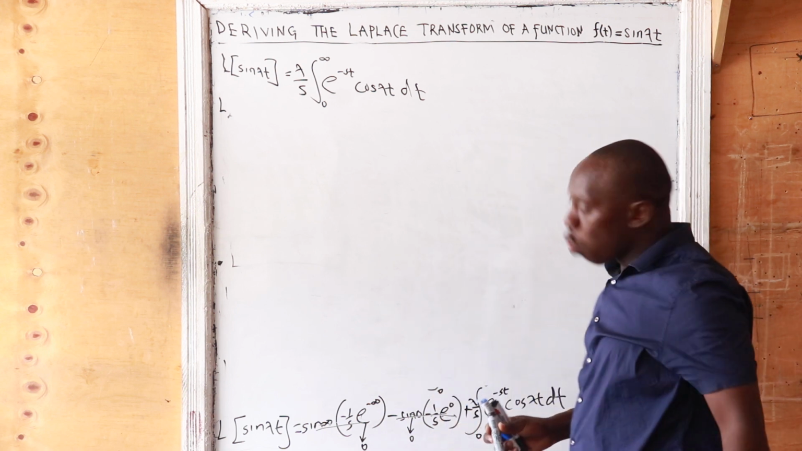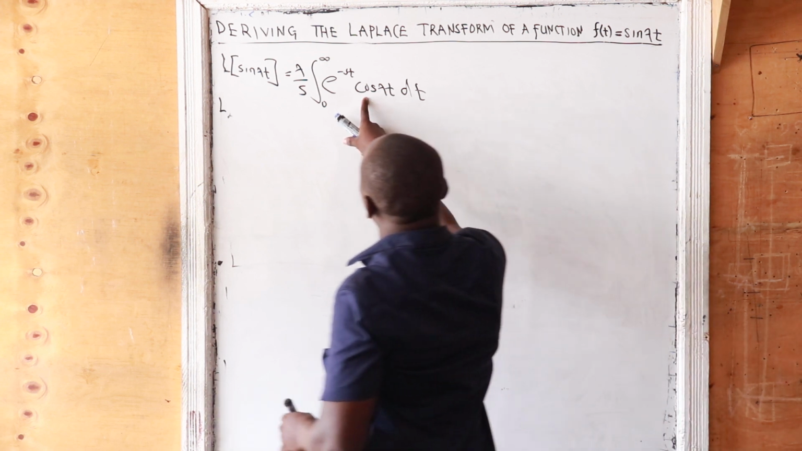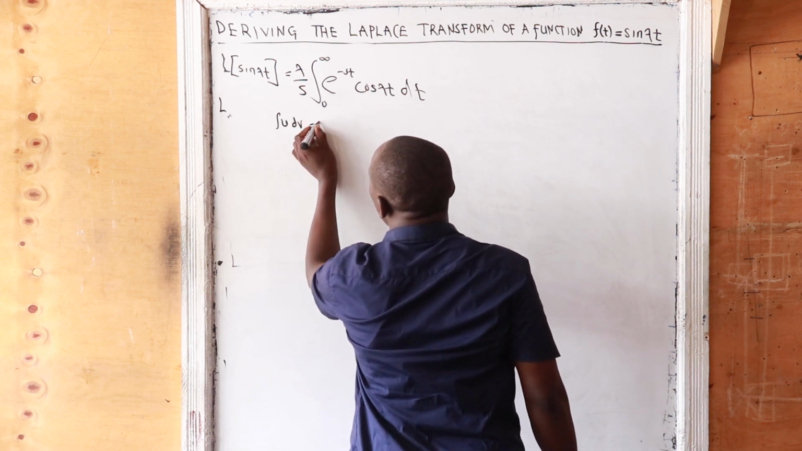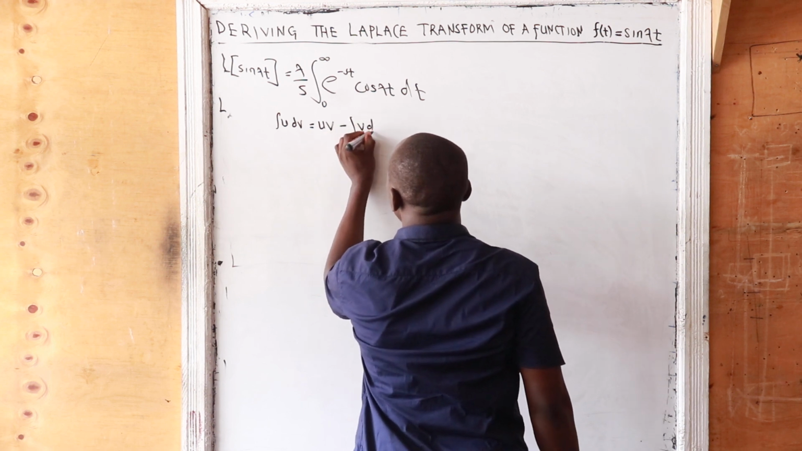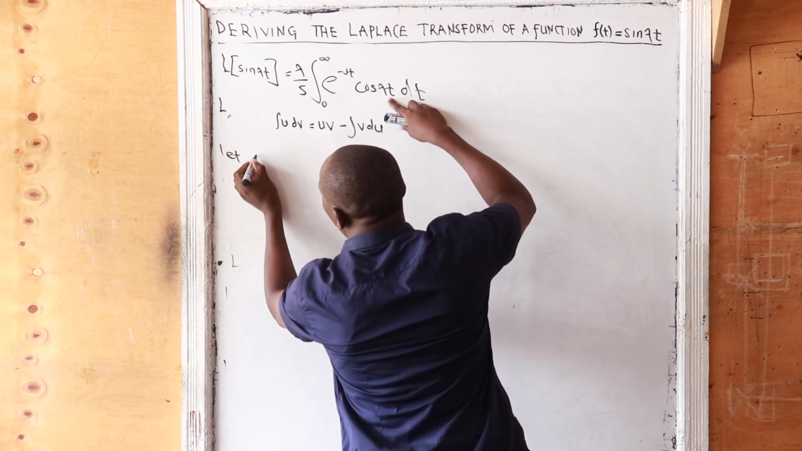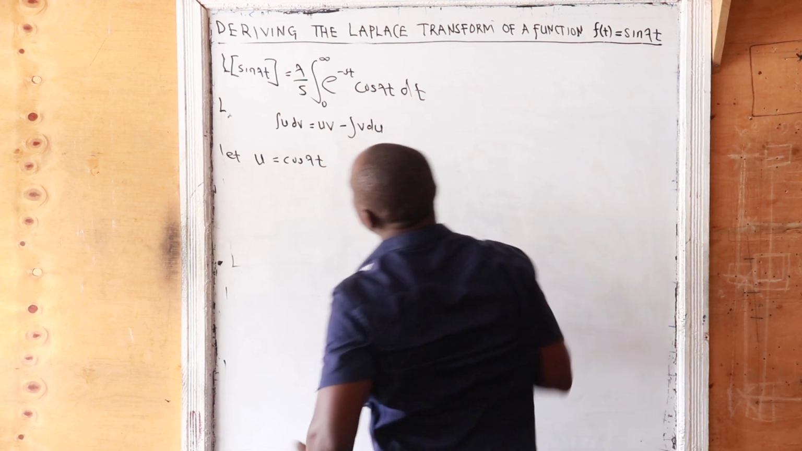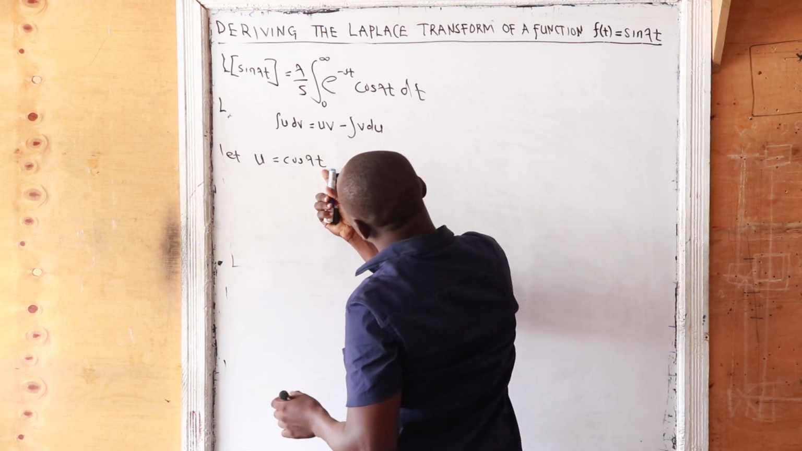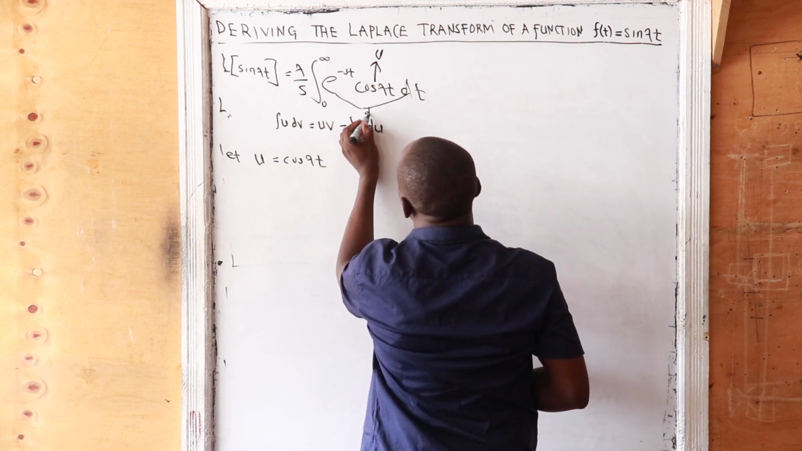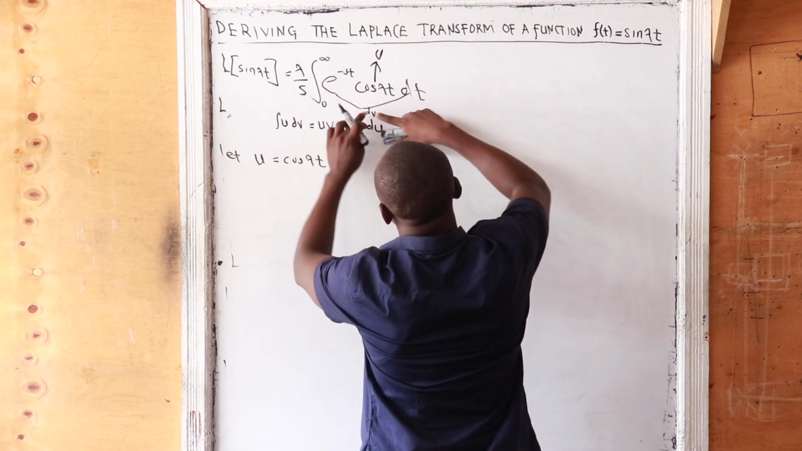Again, we are going to integrate this by integration by parts, where we say the integral of u dv is equal to uv minus the integral of v du. This is the integration by parts formula. Now, we are going to let u be equal to cos lambda t, and we let exponential minus st dt be our dv.